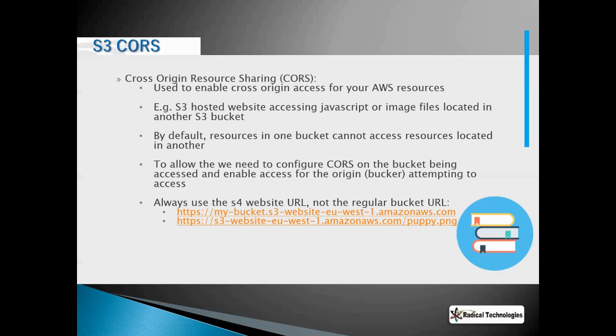So what does it mean? We have to configure the destination bucket, meaning bucket number 2, and enable CORS on bucket number 2, allowing bucket number 1. Bucket number 1 needs access to files in bucket number 2. So go into the properties of bucket number 2, change the CORS setting, and allow bucket number 1 to access the files in bucket number 2. Does it make sense?